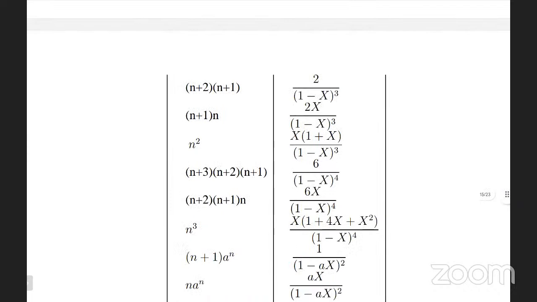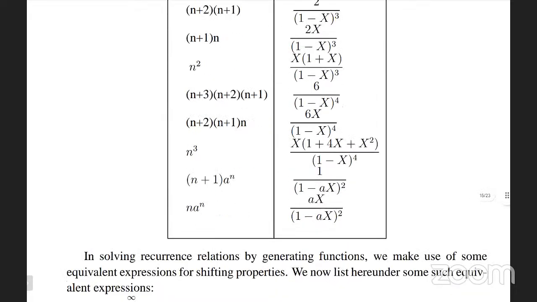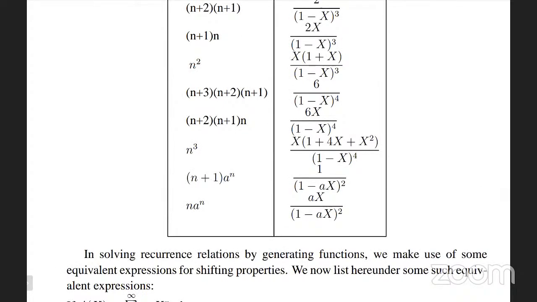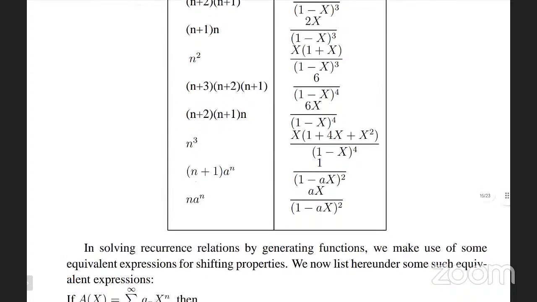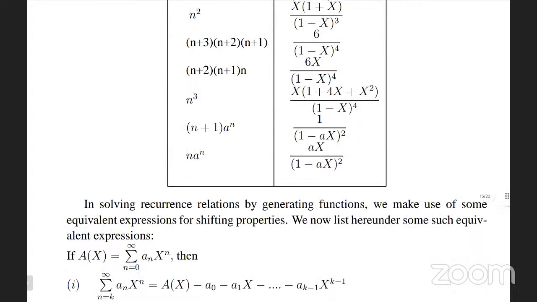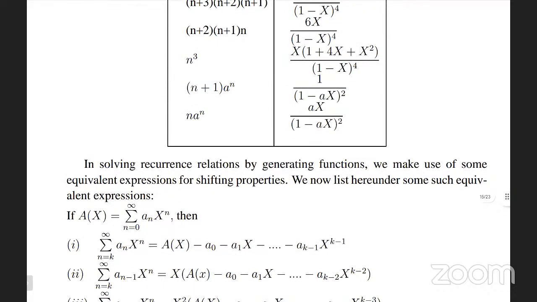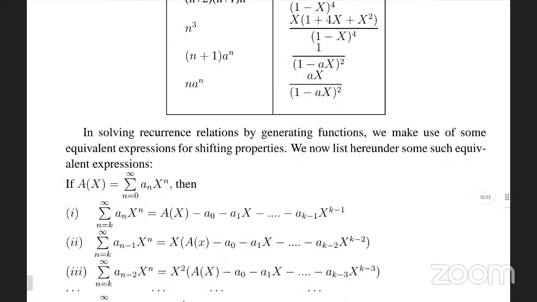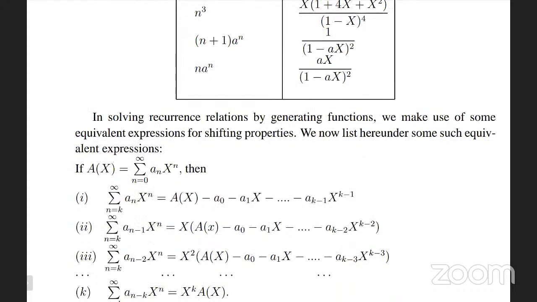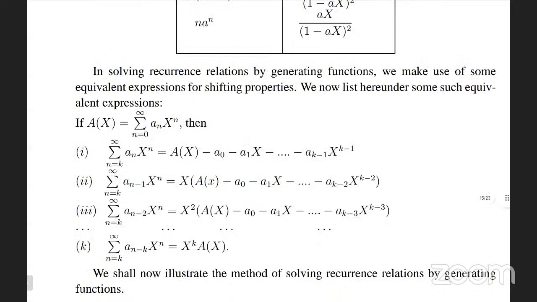For (n + 1)n, it is 2x/(1 − x)³. For n², it is x(1 + x)/(1 − x)³. For (n + 3)(n + 2)(n + 1), it is 6/(1 − x)⁴. For (n + 2)(n + 1)n, it is 6x/(1 − x)⁴. For n³, it is x(1 + 4x + x²)/(1 − x)⁴. For (n + 1)a^n, it is 1/(1 − ax)². For n a^n, it is ax/(1 − ax)². So these are all the recurrence relations. When do the generating functions come?